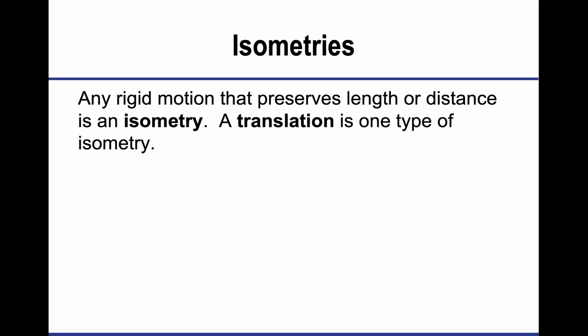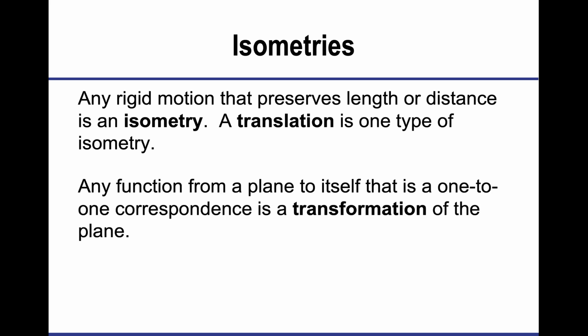So the first definition that's going to be really important is the definition of isometry. Any rigid motion, so translation or rotation, that preserves length of a shape or distance is an isometry. A translation is a type of isometry because when I pick up an object and move it, I'm not changing the size or the actual shape. It's remaining the same. It's not being altered.